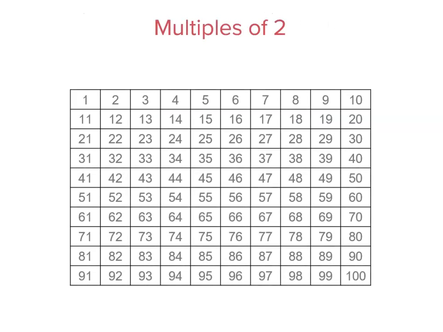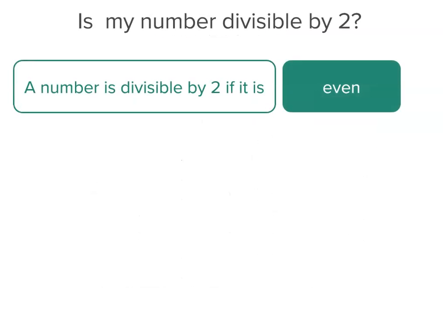If we look at multiples of 2, you can see all of the multiples of 2 have something special. They're actually all even numbers. So if you've got an even number, it's going to be divisible by 2.